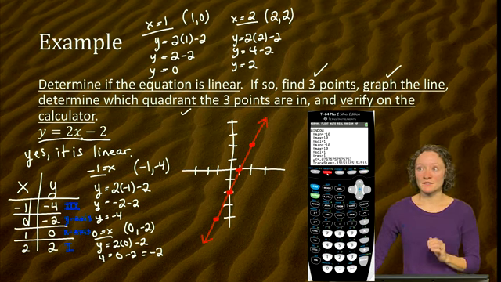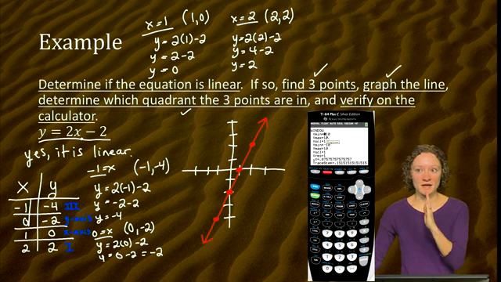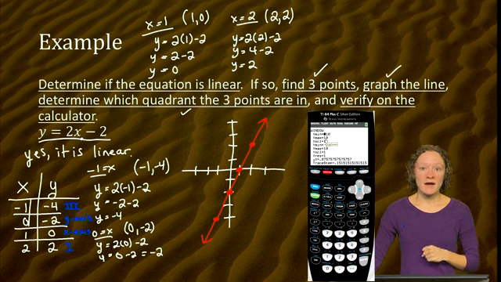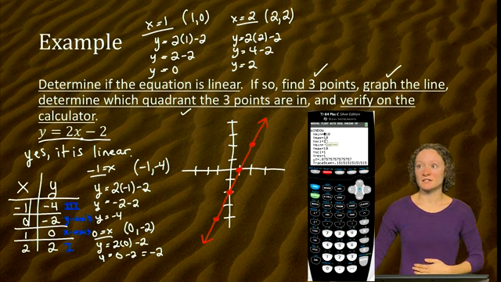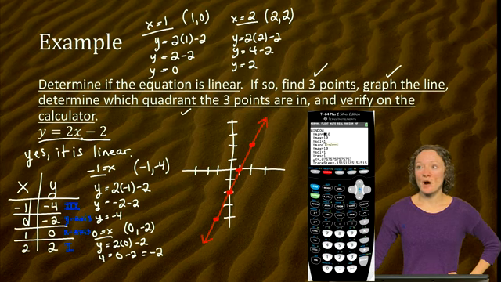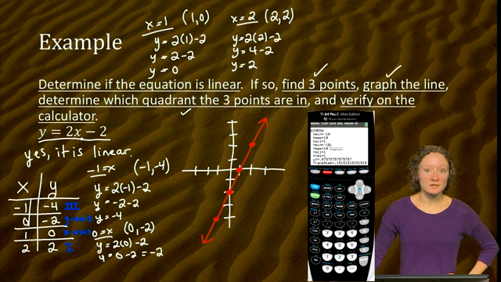This is the standard setup for your window. It says the x minimum is negative 10, meaning the farthest thing to the left that you see is negative 10. X max, farthest thing to the right that you see is positive 10. The scale just tells you how often there's a tick mark. So every 1 unit you'll see a tick mark.